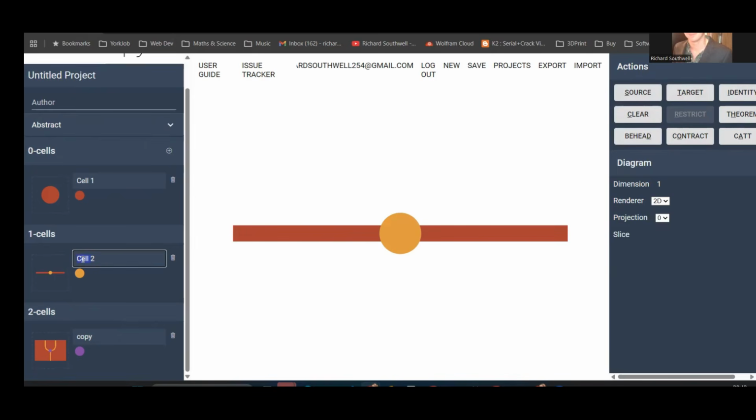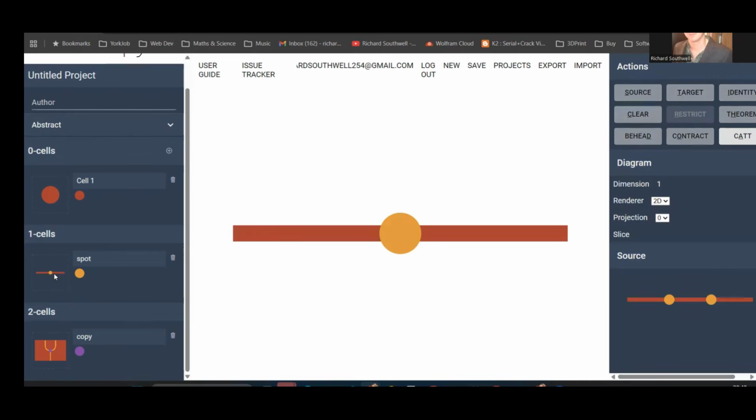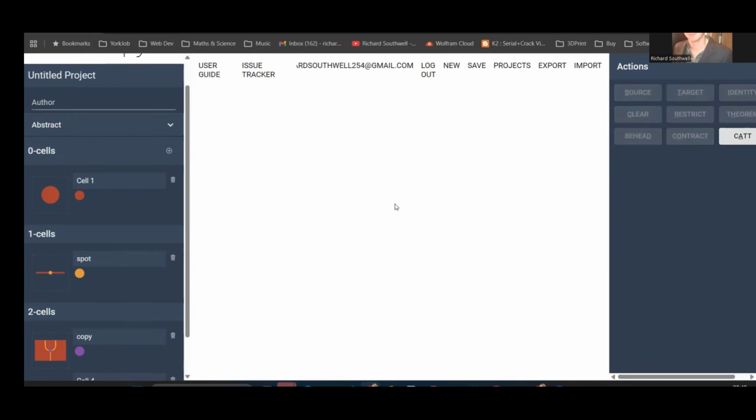I'm going to call this spot. I'm not going to call it cell 2. Let's call it spot. Okay, so we go back to our spot, and then we want to do adding. So we want to start with 2 spots. That's going to be our source, and then our target is going to be 1 spot.